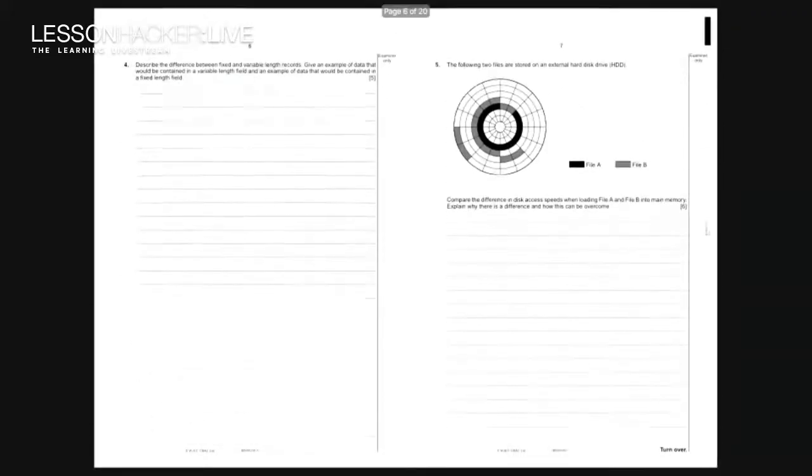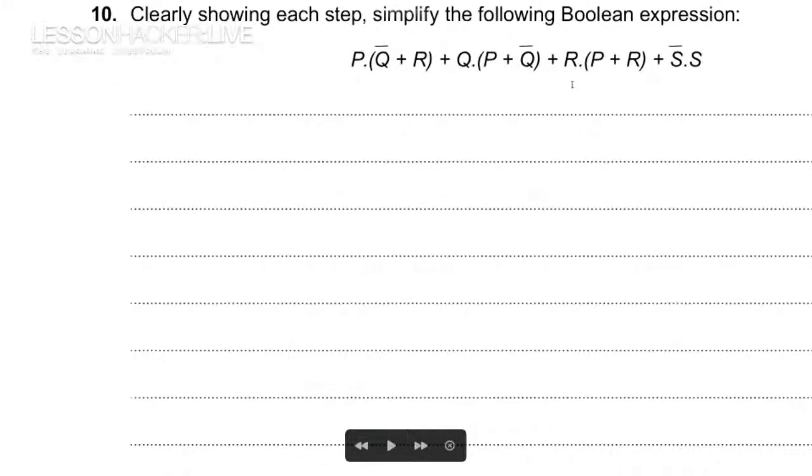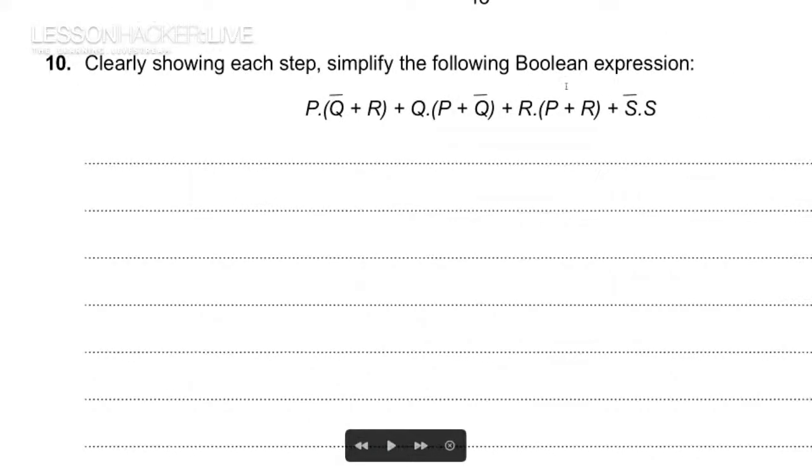And have I missed the question, or is it later in the paper? It could be. Let's have a look. Keep going. There it is. So it's number 10 over here, look. And it's broadly the same sort of idea, isn't it? But remember, the English example, they like using P, Q, and R. We like using A, B, and C, which is quite nice. So let me copy that out. P and not Q or R, or Q and P, or not Q or R, and P or R, or not S and S.